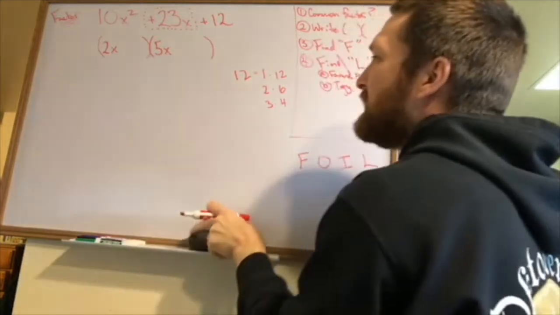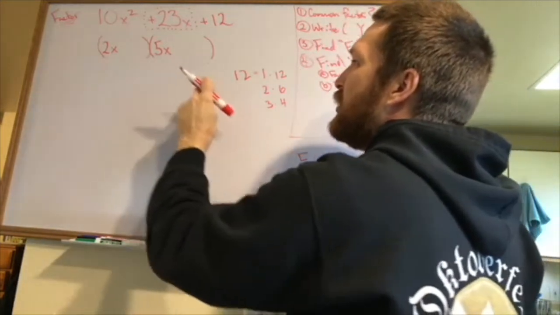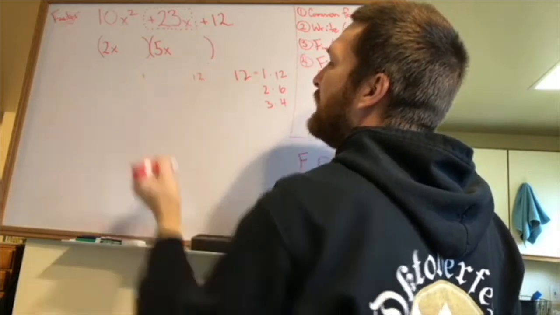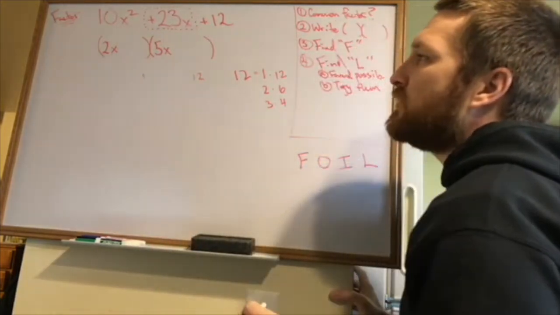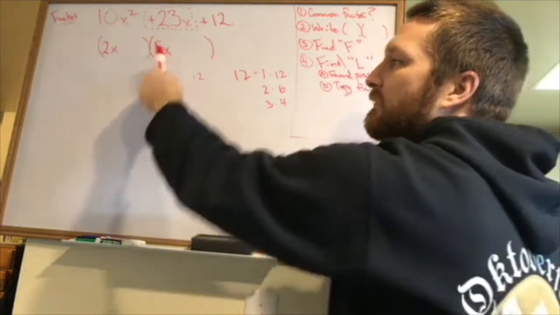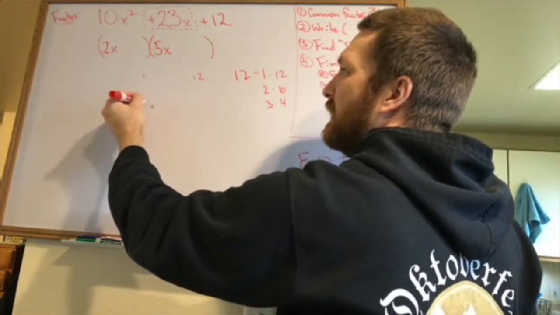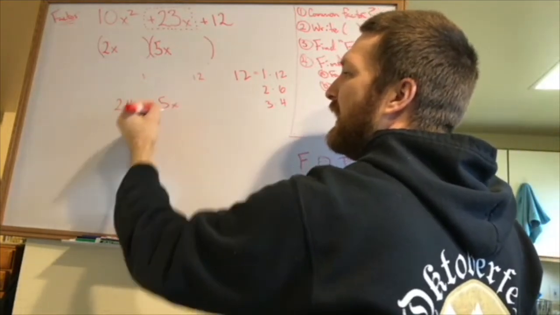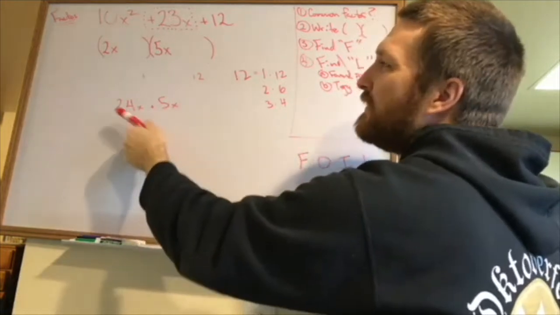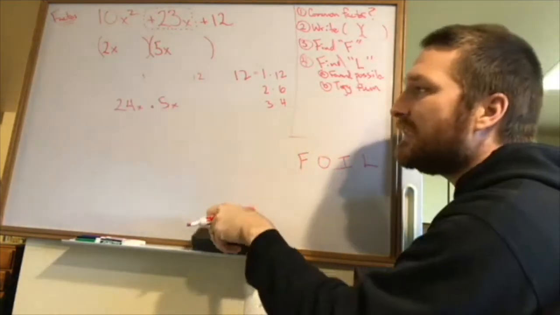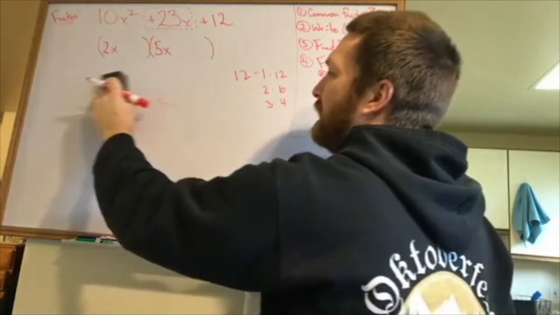I can also see that if I did a 12 over here and a 1 right here, I'd have 24 and 5, right? My outer would give me a 24x and a 5x. And since the 24 already overshot that, it doesn't look too good. So that's not going to work.